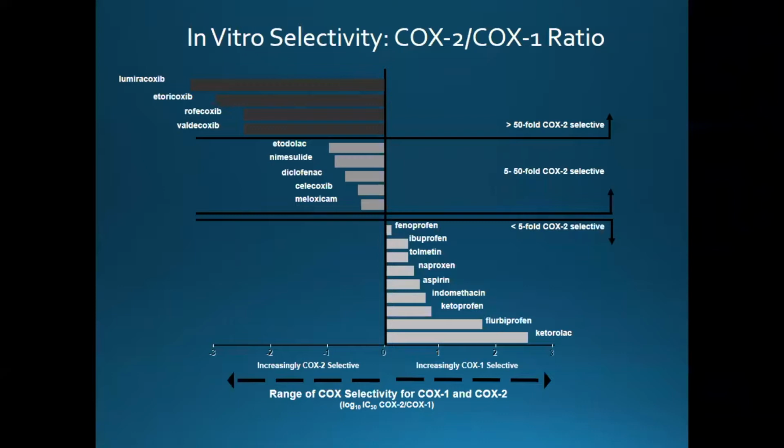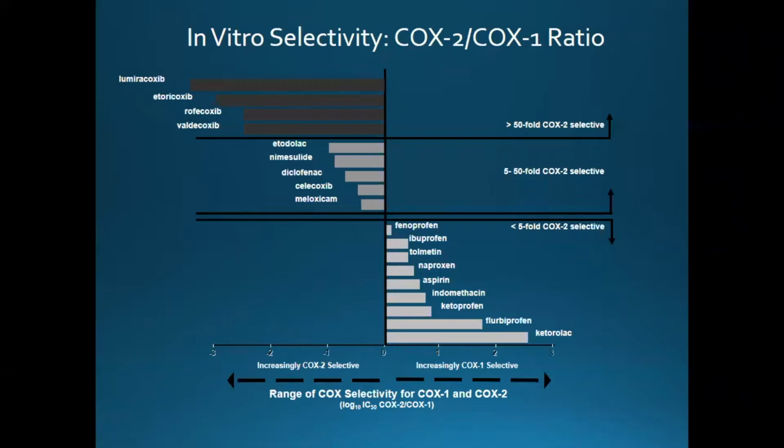If I were you guys, I would put in the back of my mind, Etodolac, celecoxib, meloxicam, those are kind of your players for the COX-2 drugs. And the rest of them are going to be fairly non-selective, except for Ketorolac. That's the big boy.